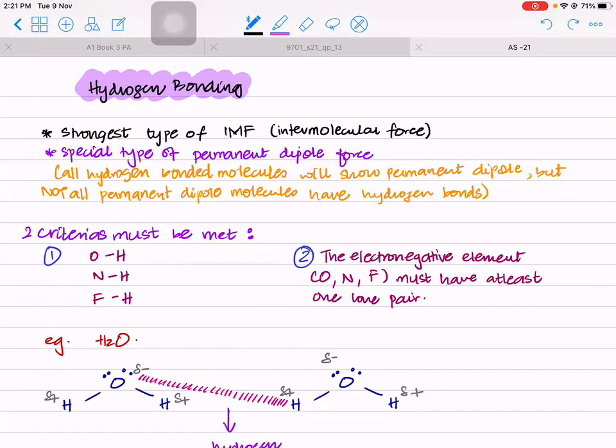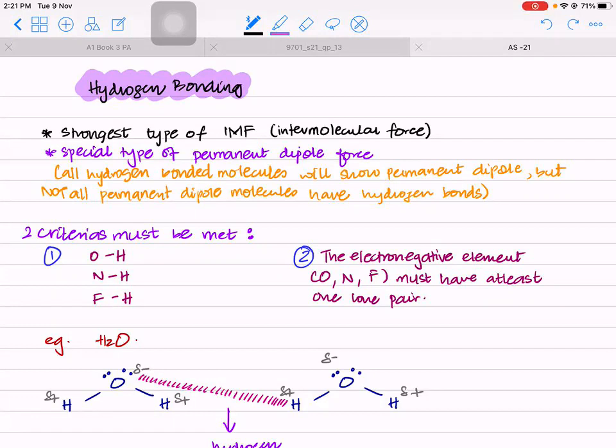Let's now move on to hydrogen bonding. We saw hydrogen bonding was a special case of permanent dipole forces. Yes, all hydrogen bonded molecules will have permanent dipole forces, but not all polar molecules will have hydrogen bonds. Hydrogen bonding is a special type of permanent dipole force, in which two criteria must be met.